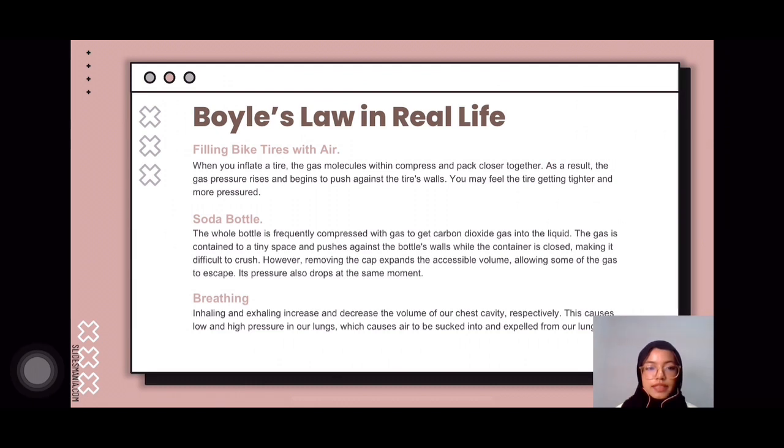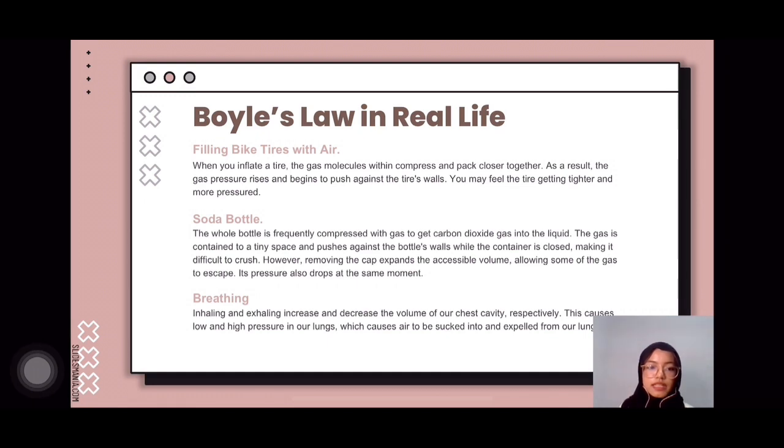So first is filling white tires with air. So when you inflate a tire, the gas molecules will compress and pack closer together. As a result, the gas pressure rises and begins to push against the tire's walls. So when we touch the tires, you may feel tight and more pressure in the tire.